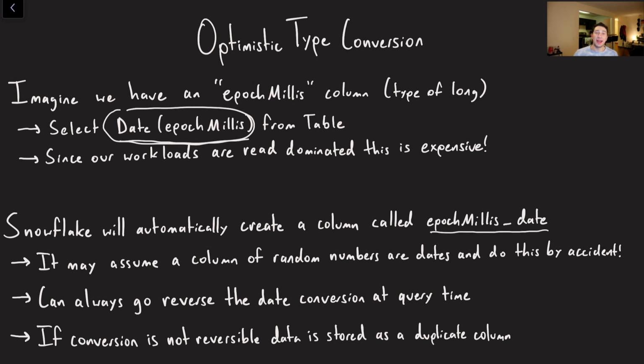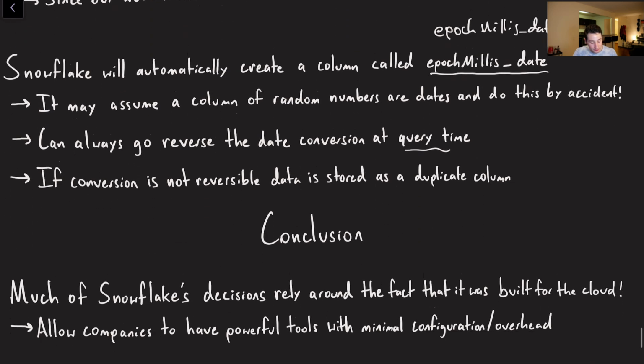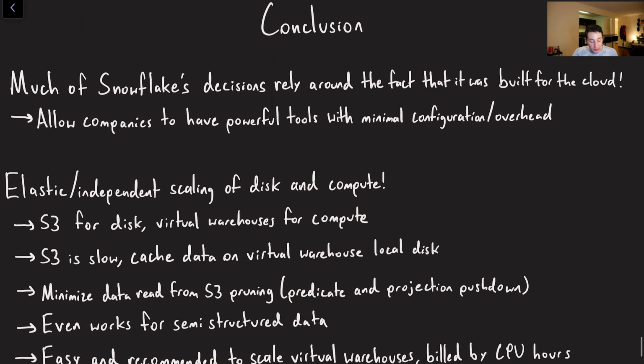The one problem here is that it may incorrectly assume that a column of a random grouping of numbers is a date and perform that conversion. And if it does ever randomly assume that and do so erroneously, you can always just reverse the computation at query time. So again, now you're going to have to do more computation, which sucks, but at least your data is correct. Or what they may do is store both epoch millis and epoch millis underscore date. And if you're not running that date conversion in your actual query, then it'll just go ahead and return the value of the original column back to you.